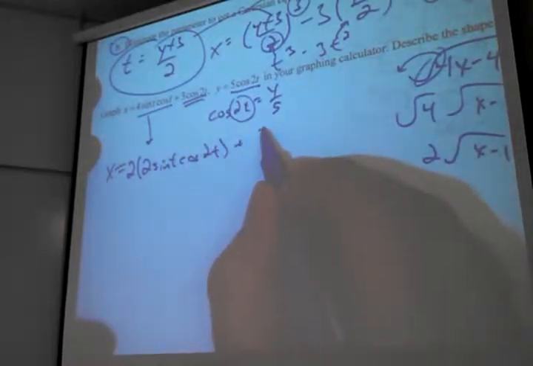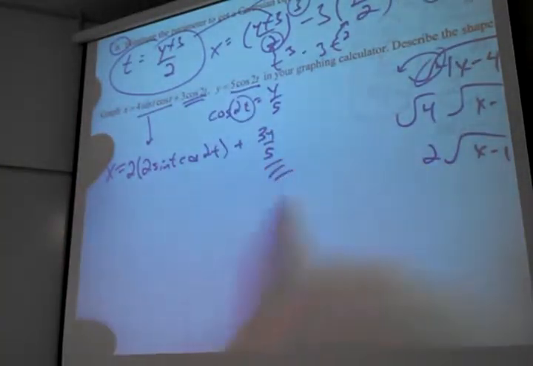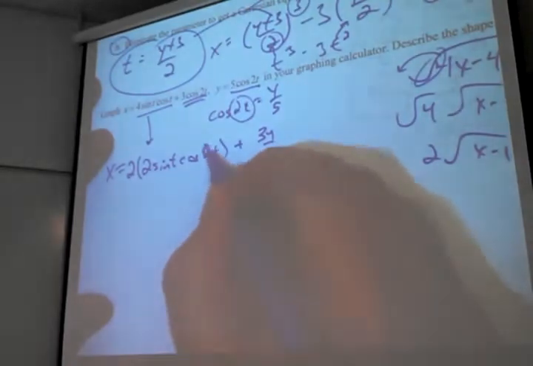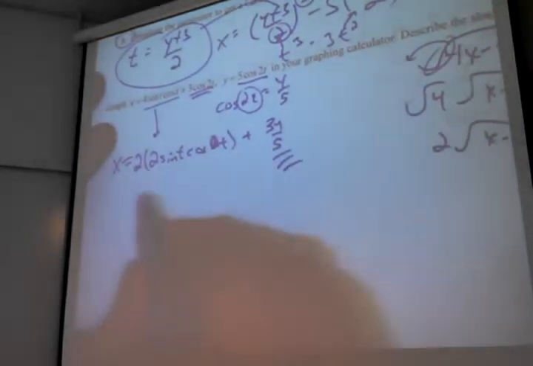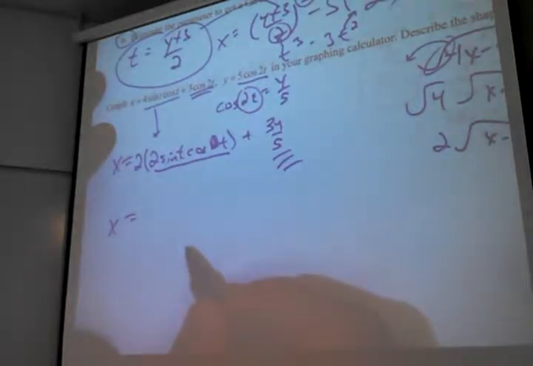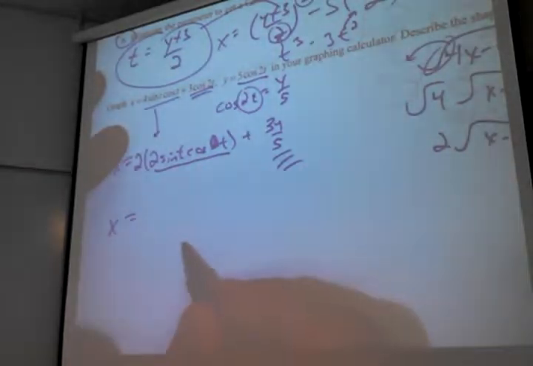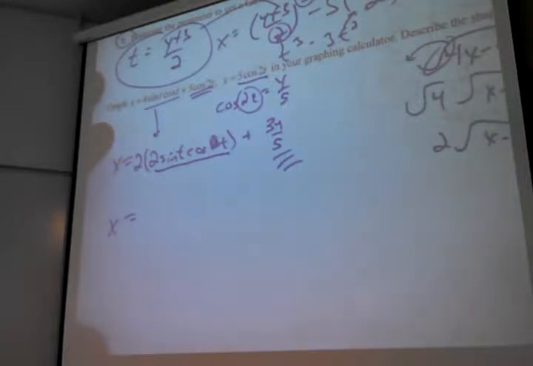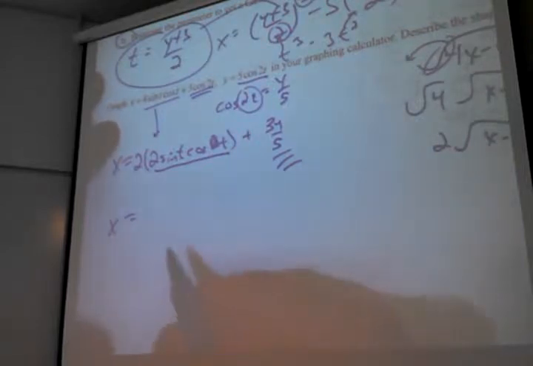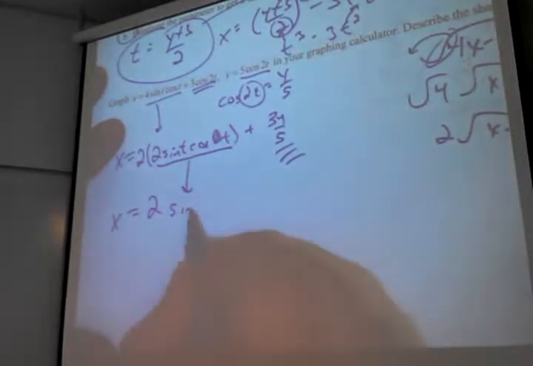And here we have plus 3y over 5, right? You have a 2t in common. So what's 2 sine t cosine t? Sine 2t. It's just the sine 2t identity. So you have to know those identities, the ones you have to memorize, backwards and forwards. So this will be 2, and this is sine 2t.